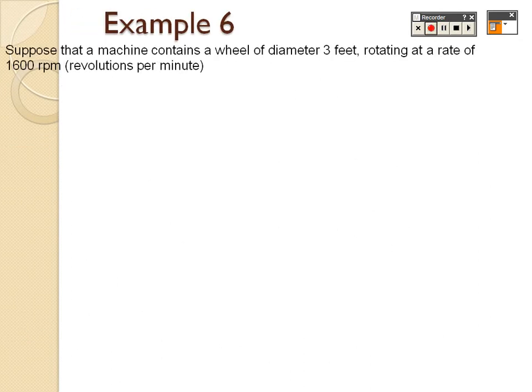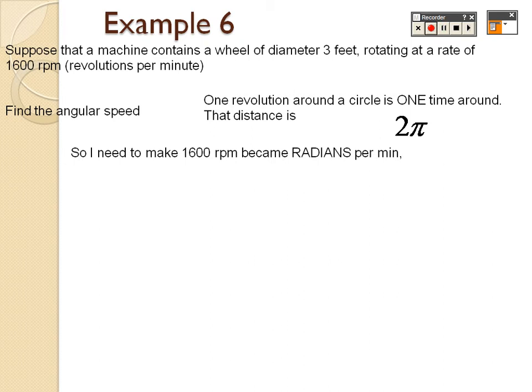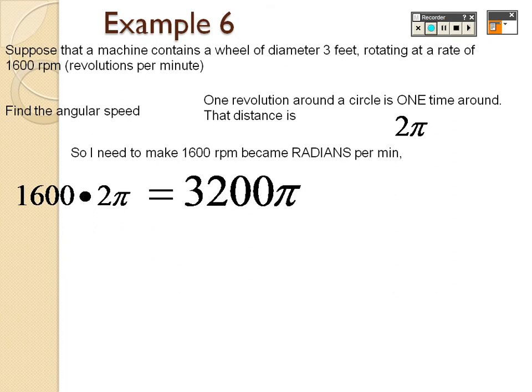Suppose the machine contains a wheel, and that diameter is 3 feet, and it rotates at 1600 revolutions per minute. Find the angular speed. So one revolution is one time around, and that distance is 2 pi because the distance is 2 pi the whole way around, or 360 degrees. So I know I need to make 1600 revolutions become radians per minute. So to change 1600 revolutions into radians, I multiply it by 2 pi. So I know that there are 3200 pi radians per minute.